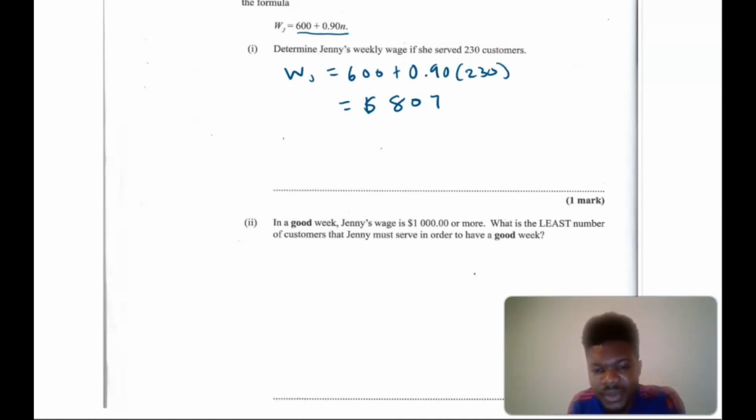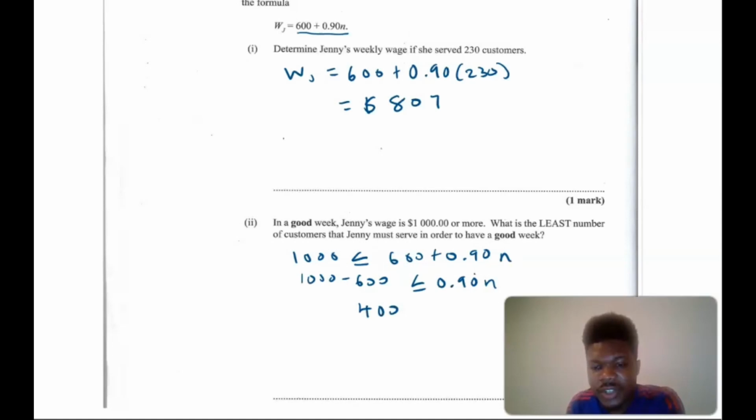So she is going to make 1,000 or more, so we say her salary is greater than or equal to 1,000. The reason I put this sign right here is because it says $1,000 or more. So her salary, 600 plus 0.90 times the number of customers served, should be greater than or equal to 1,000. Now we need to solve for N. The first step is to subtract 600 from both sides, which gives 1,000 minus 600 is less than or equal to 0.90N. That's going to give us 400.